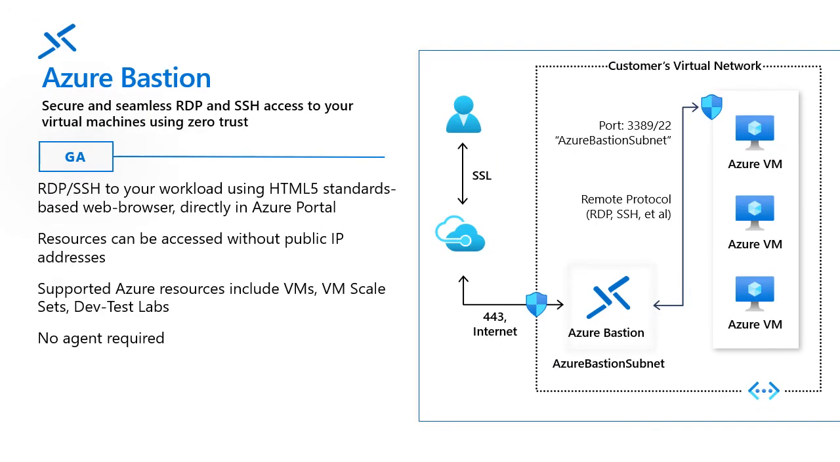We also have a service called Azure Bastion, which has recently GA'd, which is a secure and seamless RDP and SSH access to your virtual machines using the concept of zero trust. So if you want to put an additional layer of security for your administrator so that there's no packet sniffing or anything like that while you are doing a remote session to your VMs, then you would use this service called Azure Bastion.